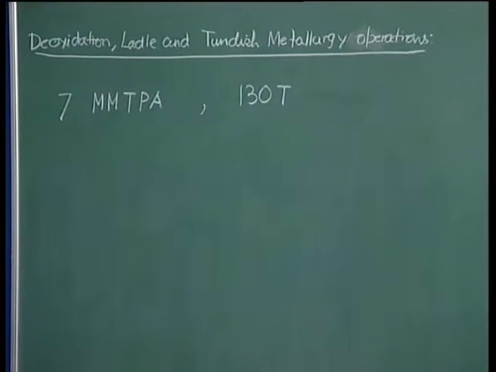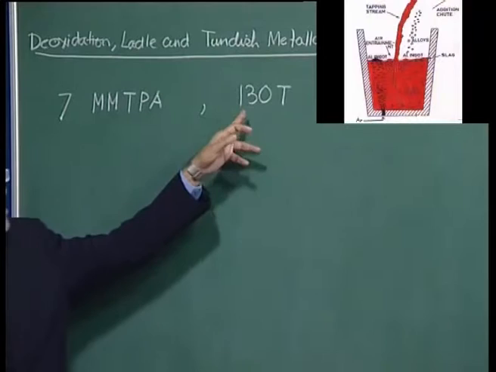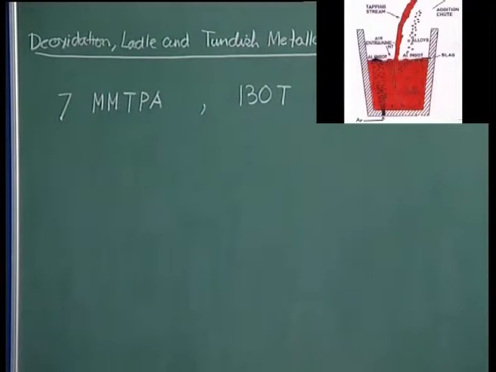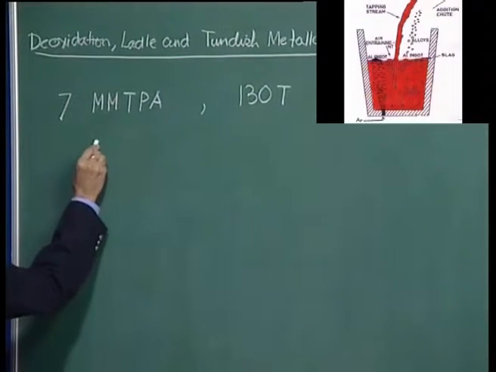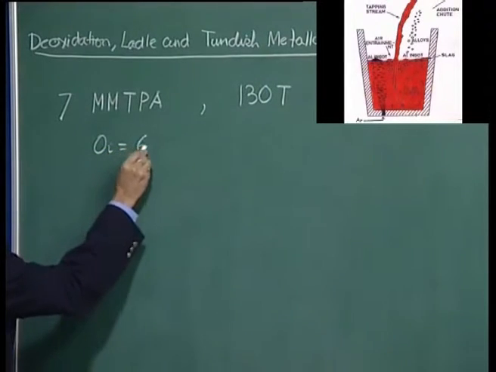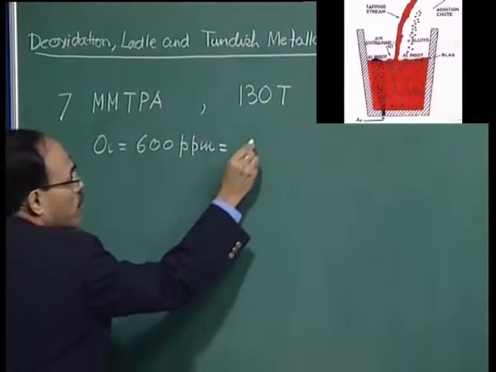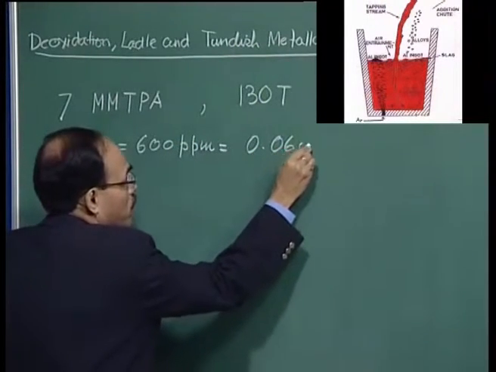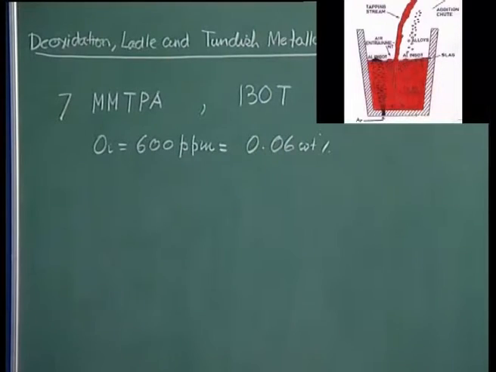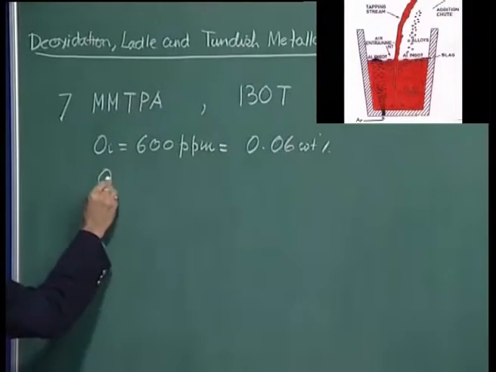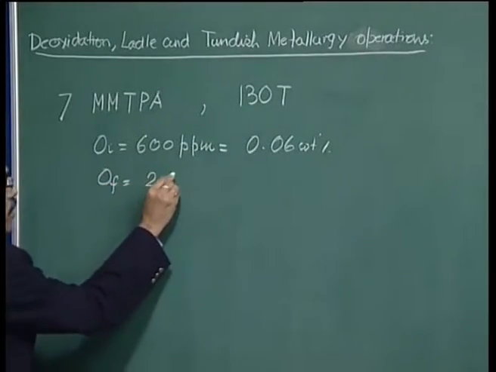So that implies that the size of the ladle, or the vessel we are talking about, has a capacity of about 130 tons. Let us assign some typical characteristics. The initial oxygen is about 600 ppm, which if you convert to weight percentage comes out to be 0.06%. And then let us assume that we want a killed steel, meaning much less oxygen in it, and let the final oxygen present in the steel be of the order of 20 ppm.